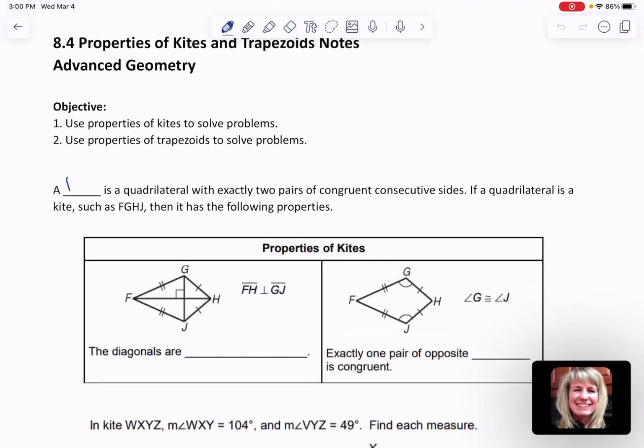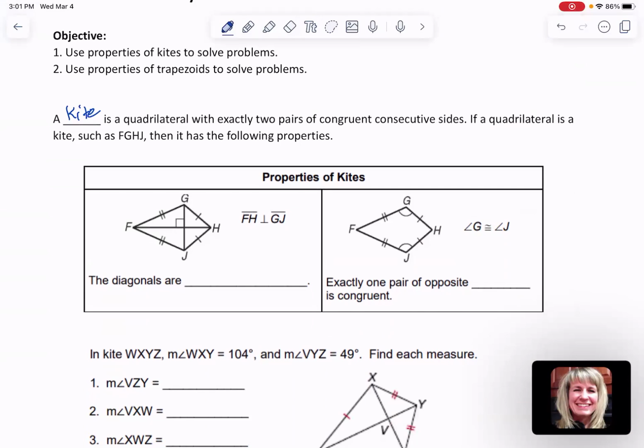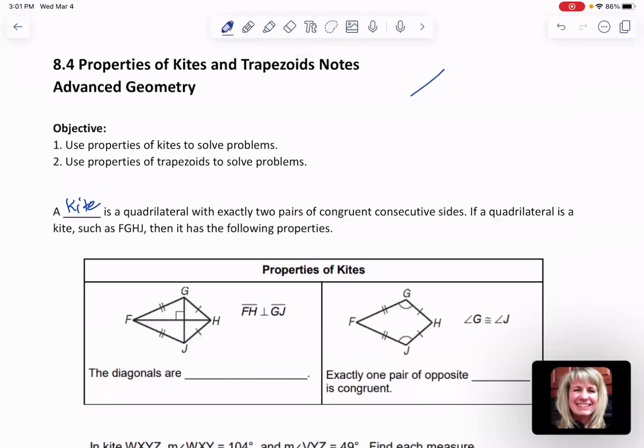A kite is a quadrilateral with exactly two pairs of congruent consecutive sides. And what I mean by that, I'm going to draw another picture up here just to make it clear what I'm saying when I say that.